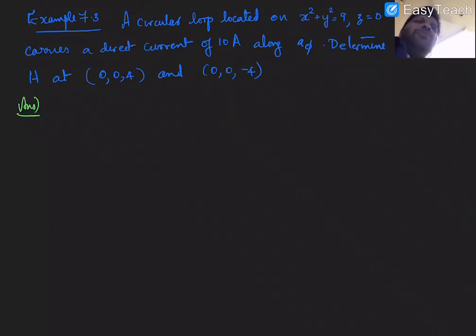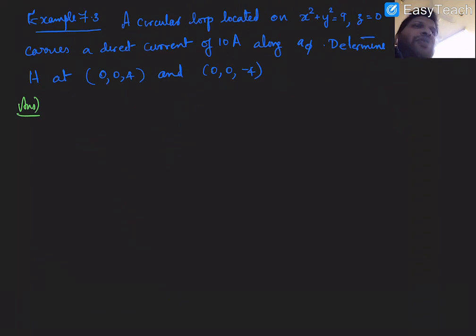We will see the problem. Example 7.3. A circular loop located on x square plus y square is equal to 9. That means it is a circle. You see it's a circular loop at z equal to 0, carries a direct current of 10 amperes along the A phi, and determine the magnetic field intensity H at (0, 0, 4) and (0, 0, -4).